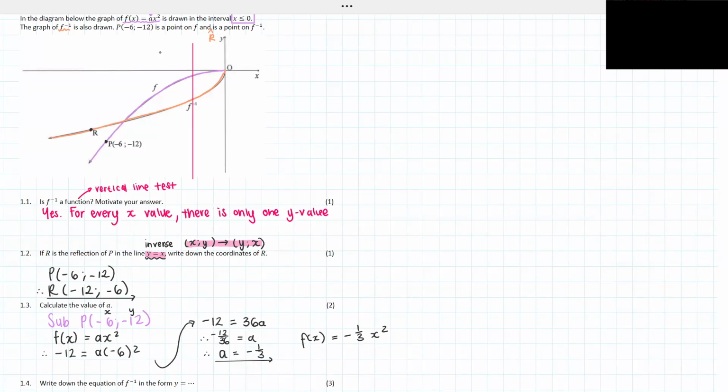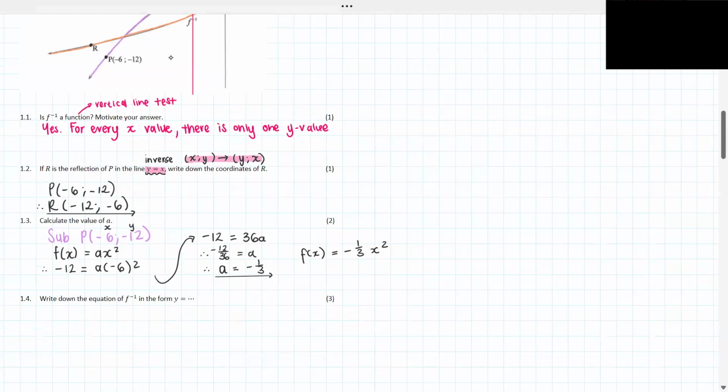Now, this is what I'm saying. 1.4 says, write down the equation of f to the -1 in the form y equals. So remember, we should put it in the format they want, the y equals. And this f to the -1 is your inverse. And because we've written down what f was, it's easy for us to go and find the inverse.